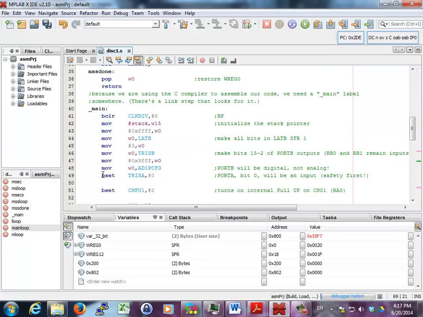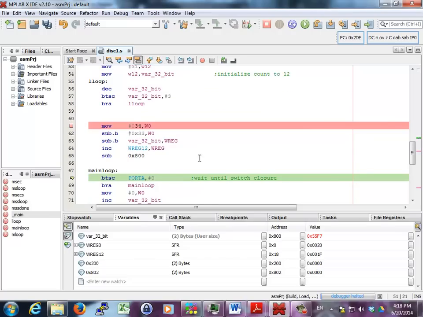Here. So we set TRISA bit 0. And if you remember, if a bit in TRISA or TRISB is 1, that means that bit is going to be treated as input. And we also set the pull-up resistors. So there is an internal pull-up resistor pulling up RA0 to 1, logic 1. And if you press the switch, then you're going to basically connect to the ground and get a value of 0. So this code is going to wait for the user to press the key to move forward.